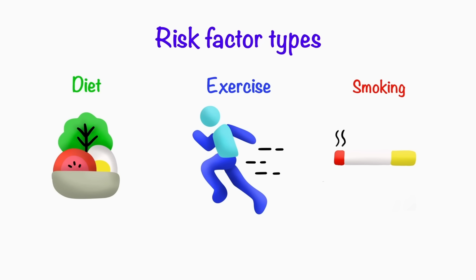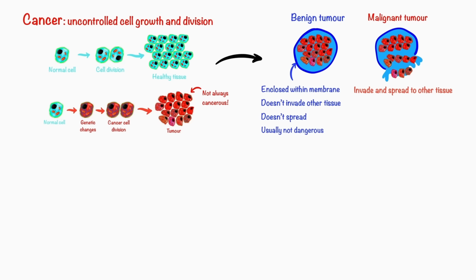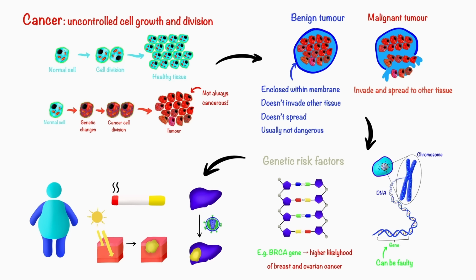Understanding risk factors is super useful because it helps us make better choices for our health. Making small, sustainable changes to our lifestyle can have a big impact on our health, both now and in the future. In this video, we're learning about what cancer actually is and how it develops in the body, then exploring the difference between benign and malignant tumors, examining the various risk factors that can increase someone's chance of developing cancer, and finally seeing how lifestyle choices and genetics can play a role in cancer development.